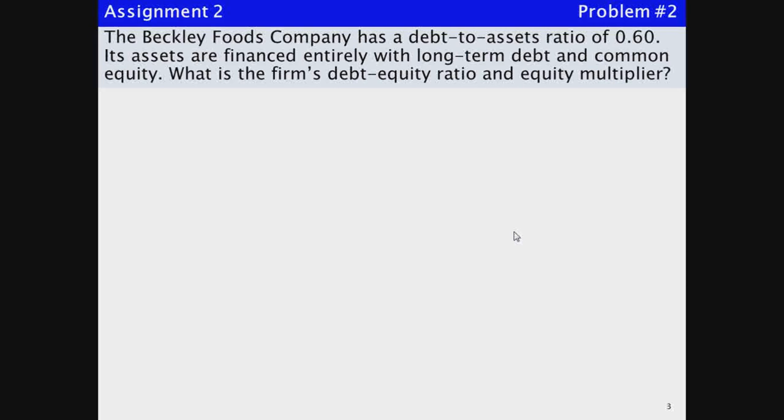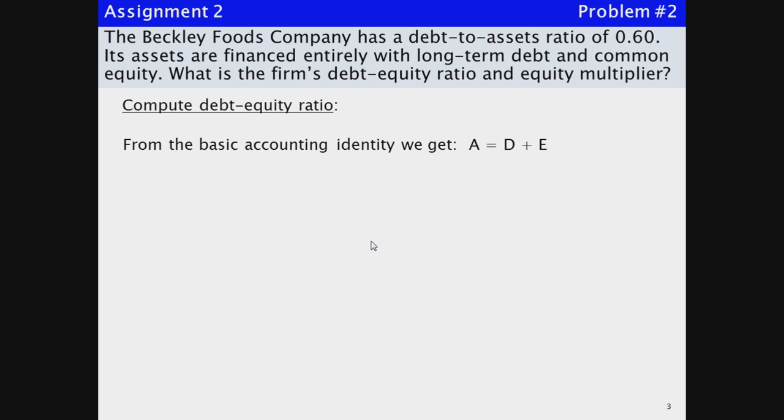Problem number 2. The Beckley Foods Company has a debt-to-assets ratio of 0.60. Its assets are financed entirely with long-term debt and common equity. What is the firm's debt-equity ratio and equity multiplier? Okay, to get the debt-equity ratio, note we're given debt to assets. Can we convert that to debt to equity?